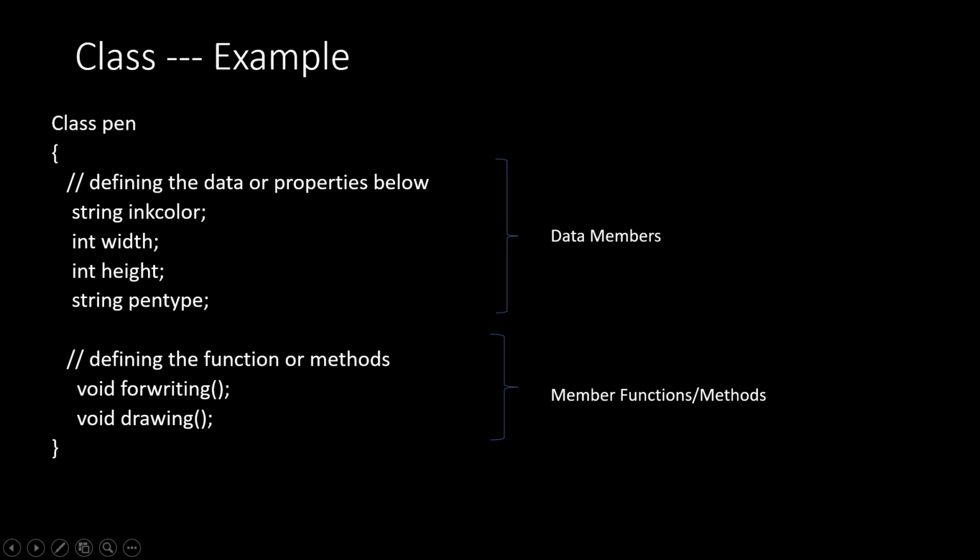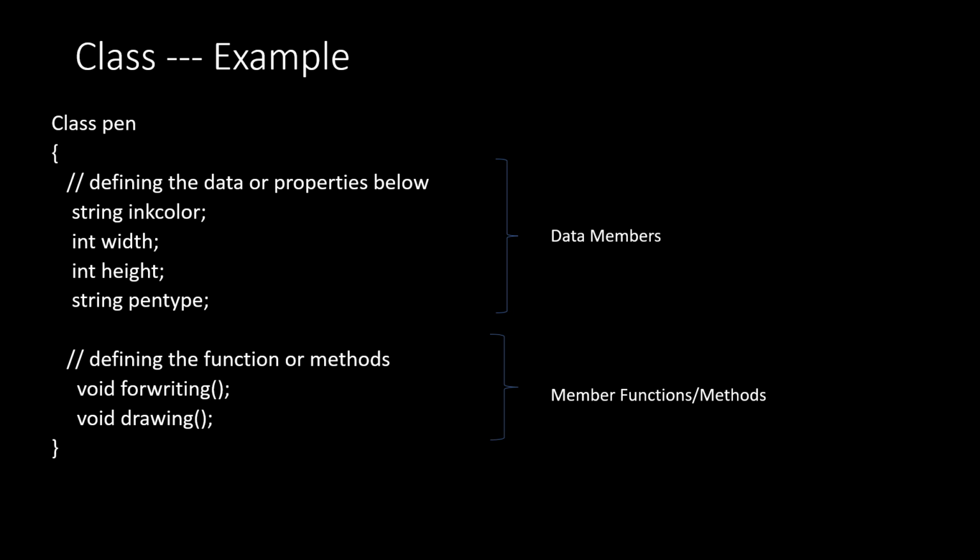For the pen class, a pen is an object, right? For that pen, we have different properties: ink color, pen width, pen height, and pen type. It can be a ballpoint pen or any pen, so pen type is a string. These variables are called data members or member data, or otherwise properties of an object.